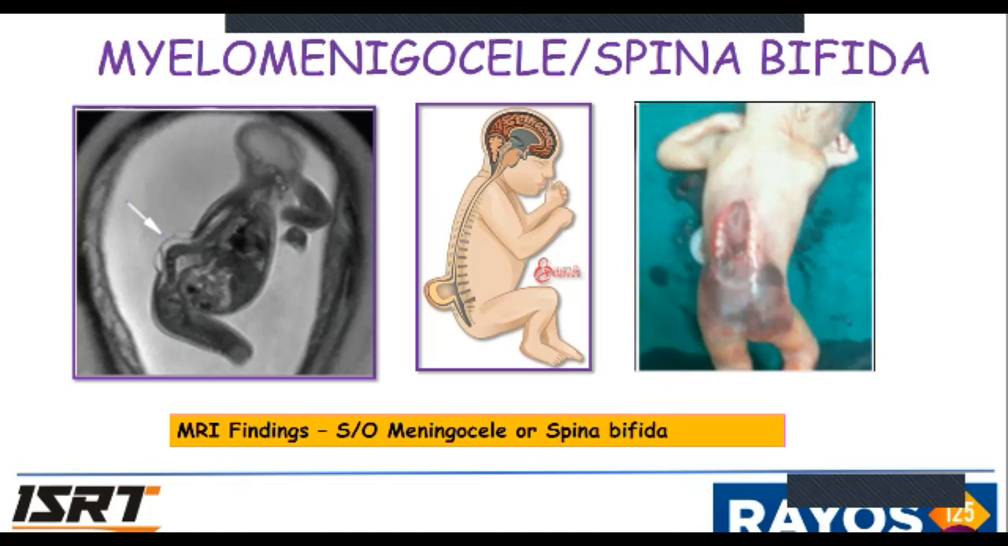And here you can see the myelomeningocele. Also, it may be a myelomeningocele or a spina bifida. Here you can see the protrusion or herniation, very well seen in this region. And the MRI finding is suggestive of meningocele or spina bifida.